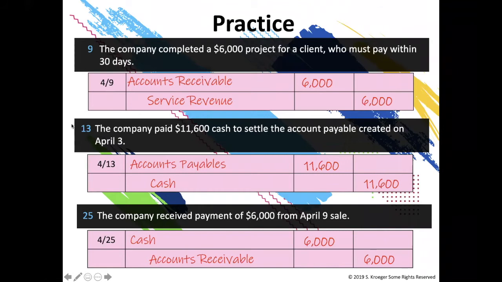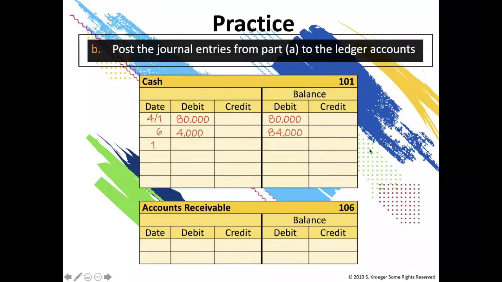We can see on the 13th, we did a credit to cash of $11,600. We need to put this $11,600 credit into cash and then update the balance. The date was the 13th. In this case, it was a credit of $11,600. Remember, credits for assets are negative, which means we took money out of the bank.